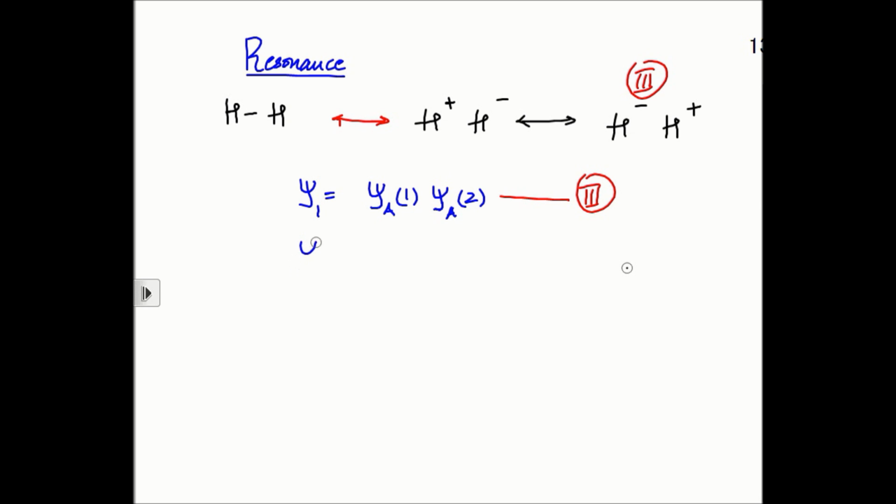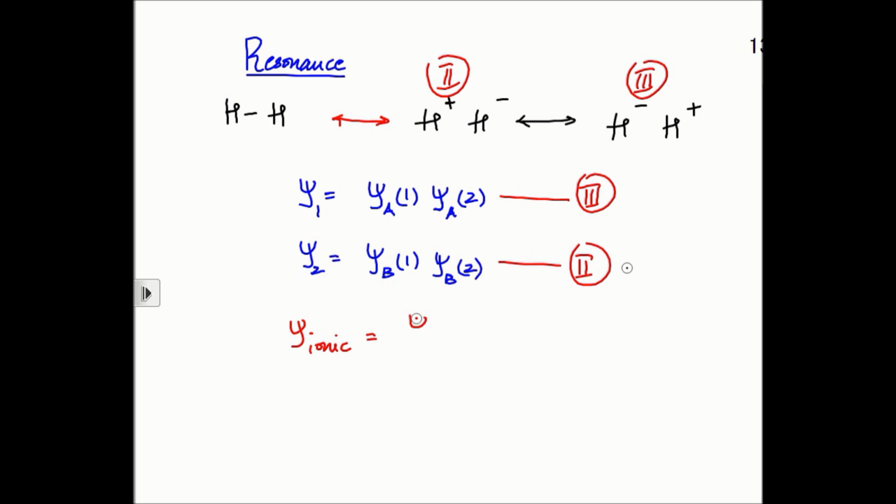Both electrons 1 and 2 are associated with the proton A. And when I am talking about psi 2, which structure am I talking about? I am talking about the second structure wherein both the electrons are associated with the hydrogen atom B. Is that clear? Again, they are both equally likely and therefore I should have a linear combination of the two. I should get, in fact, plus psi B1, psi B2. Right? A linear combination of the two. And this, I say, is the ionic term of the wave function.